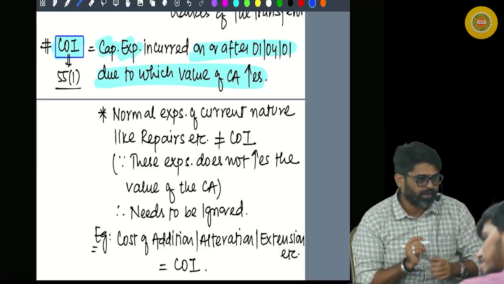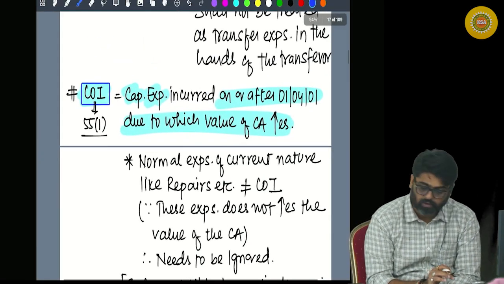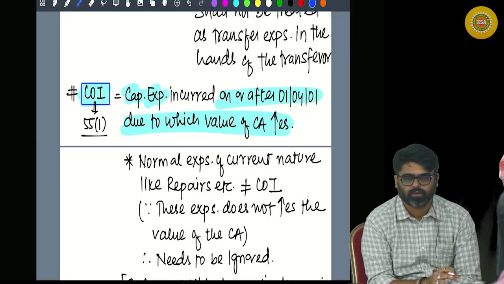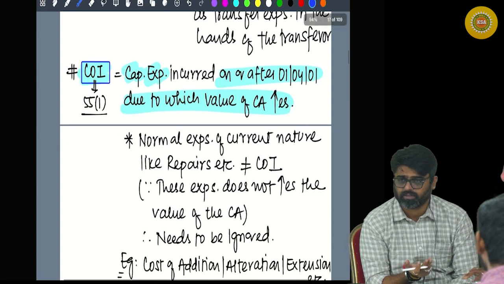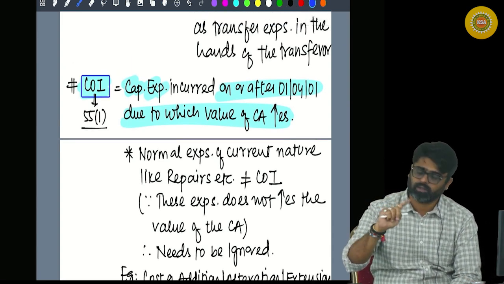Okay, friends, pay attention now. See, what is the first thing which you will take? Full value of consideration minus transfer expense. You will get net consideration. Out of net consideration, you are supposed to reduce two things: cost of acquisition and cost of improvement.